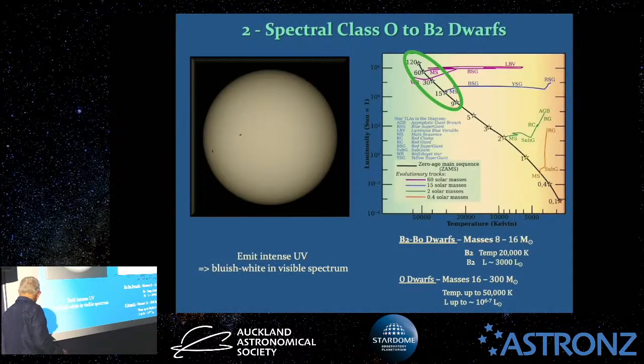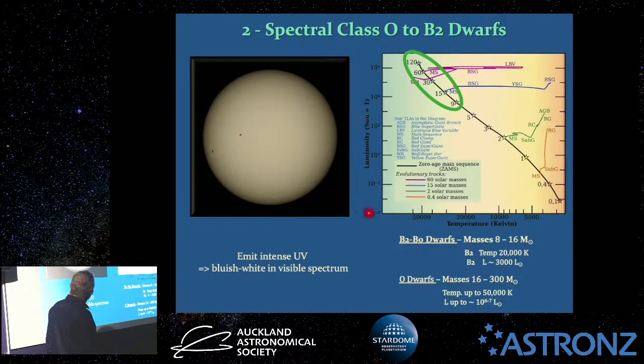Okay, so let's talk about our first group, spectral classes O through to B2, these dwarfs on the main sequence. Here they are, and they've got a white hue, and you might think, why aren't they more of a bluish colour? They are hot, and you'd expect them to be blue, but most of the light emitted by these big O stars is actually in the ultraviolet wavelengths, which means what we see visually has more of a white hue than blue.